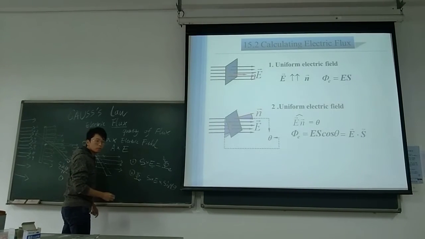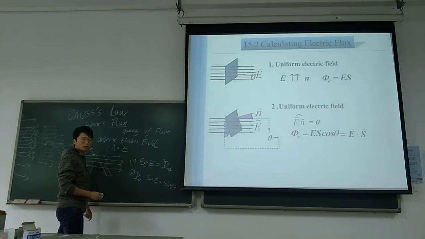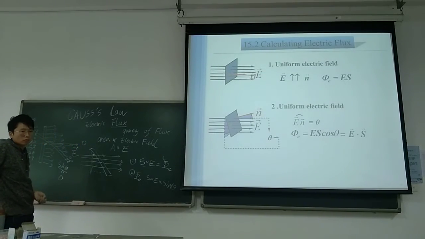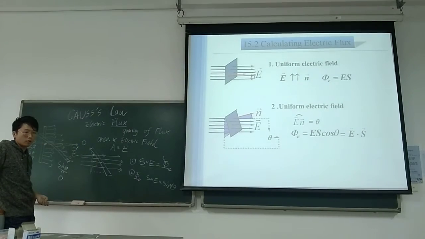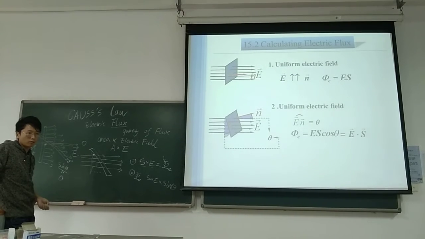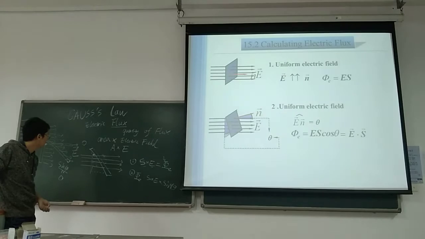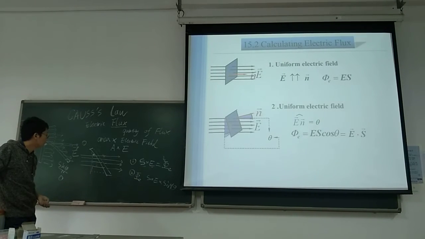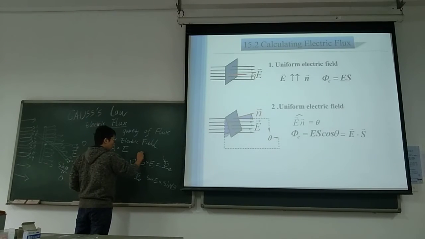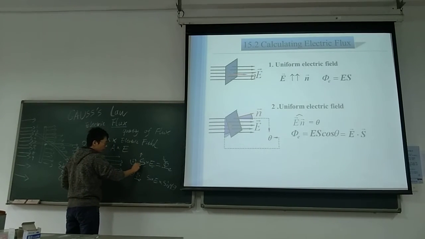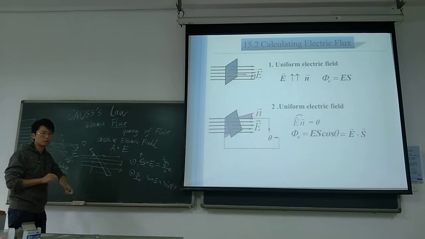So the size of the surface also affects the quantity of flux. When the surface is big, the quantity becomes big. When the surface is small, the quantity becomes small. When the surface is bigger, the quantity is bigger. When the surface is smaller, the quantity becomes less.